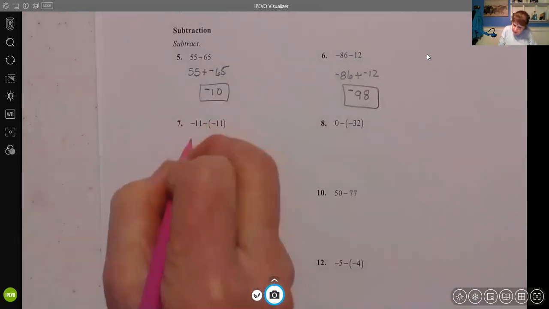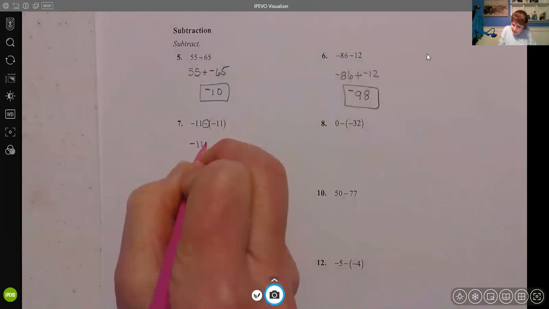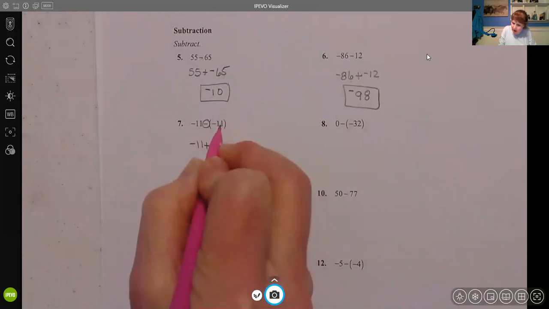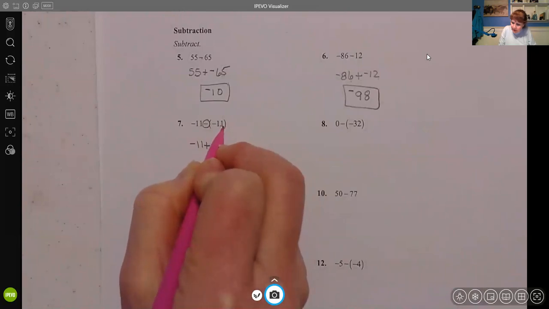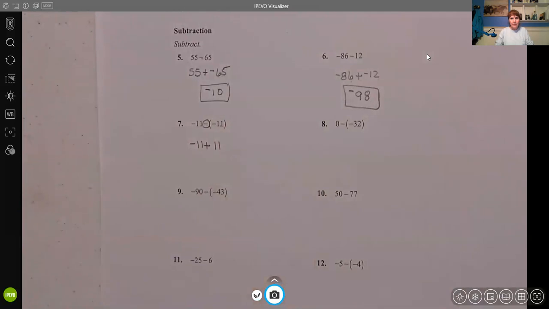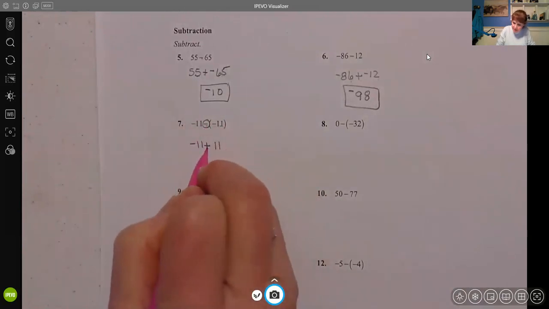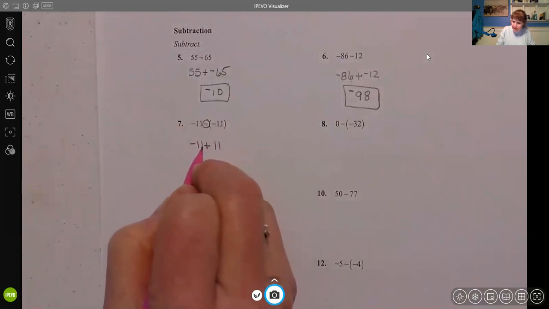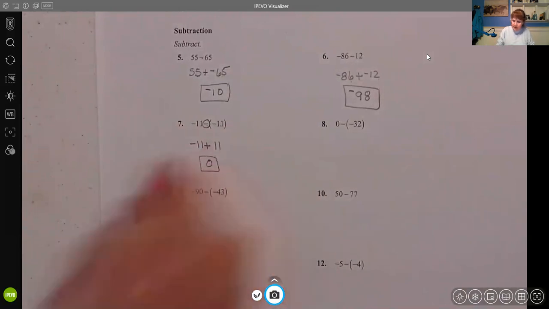All right, let's look at number 7. Here we leave the first one alone. We're going to change this to a plus, and you take the opposite of that next number. Right now it's a negative 11. So when I take the opposite, it's a positive 11. So you take the opposite of the next number when you change your subtraction to addition. If you have 11 negatives and 11 positives, they're going to cancel each other out. You're going to end up with 0.